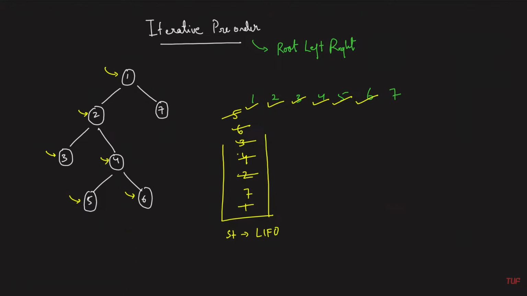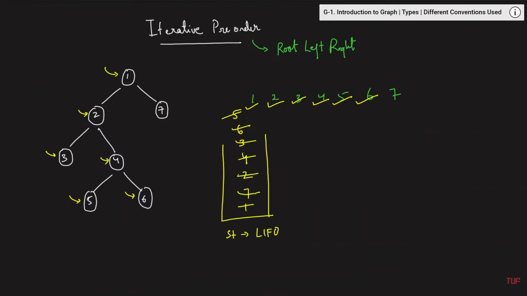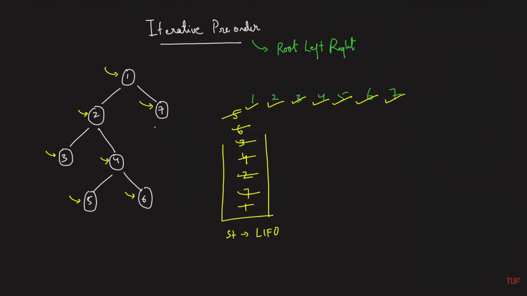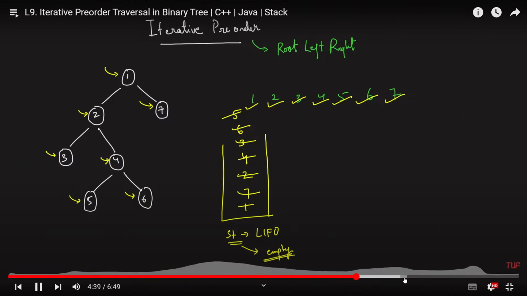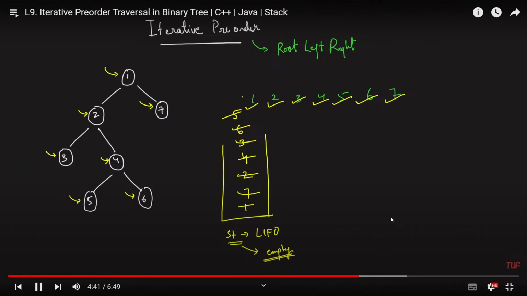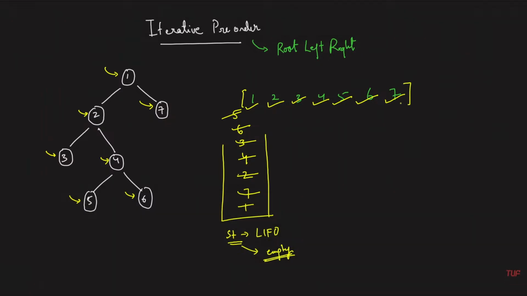The next moment, since all things on the left of 1 is completed, when in the next iteration you'll come across 7 and you'll print out 7. The moment you print out 7, there is nothing on the right, there is nothing on the left. So in the next iteration, when you see, the stack becomes empty. The moment the stack becomes empty, I can end and I can say that the entire pre-order traversal was indeed printed.